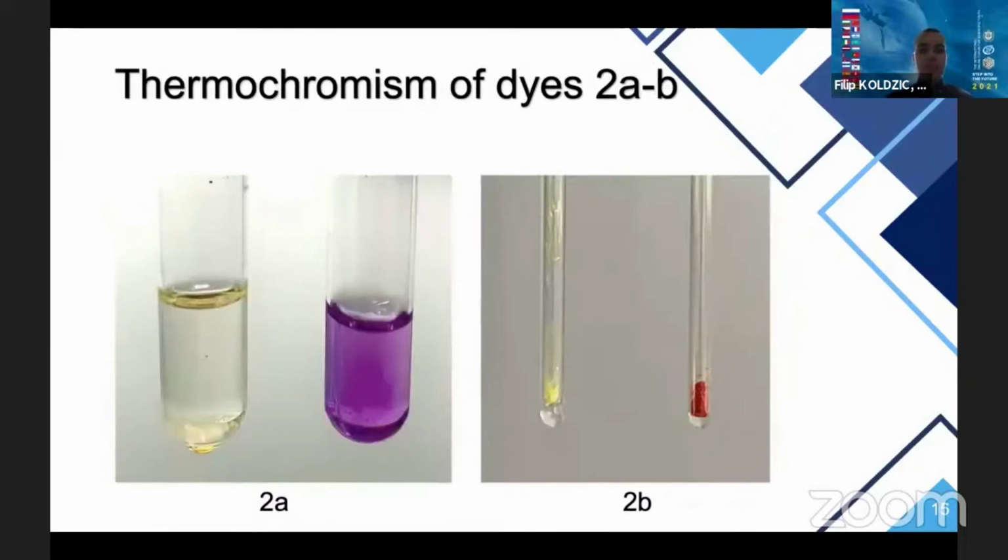Speaking about the thermochromism, we can see that both synthesized dyes show thermochromic behavior, where thermochromism of the dye 2A is again discontinuous, while the thermochromism of dye 2B is continuous. The color change in the case of 2A is from yellow to purple, and in the case of 2B, from yellow to red. Thermochromism was investigated only qualitatively, and I can surely say that it happens above 100 degrees. I didn't have enough time to investigate the critical temperature where it appears, but it can be a part of the future research.